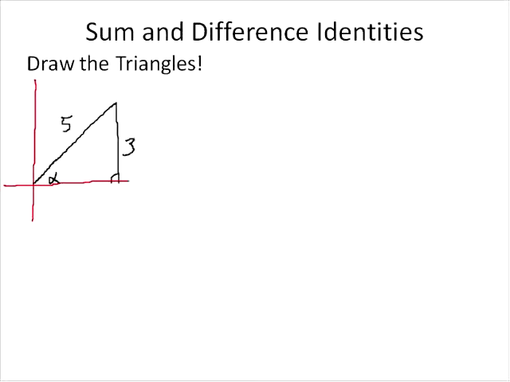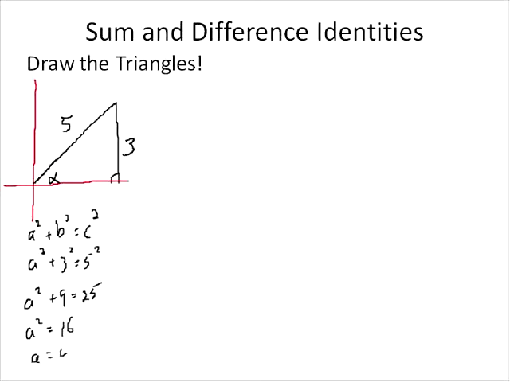To find that third leg, you're just going to use a squared plus b squared equals c squared, the Pythagorean theorem. So you have a squared plus 3 squared equals 5 squared. So a squared plus 9 equals 25. I'm going to subtract the 9 over and get a squared equals 16. So a is 4. So I know this one is of length 4. That's for the triangle of angle alpha.